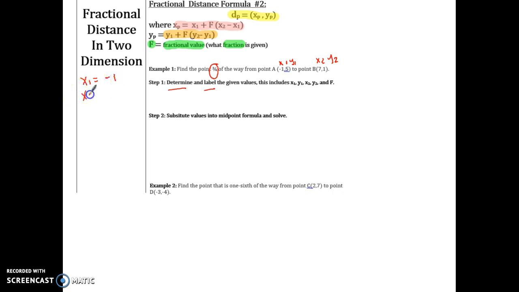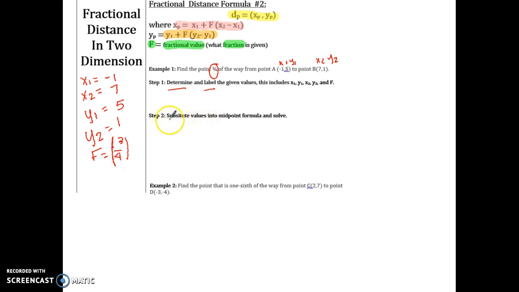Then we have x2, which equals 7. We have y1, which equals 5. And then we have y2, which is 1. Our f, which is our final component, is 3/4. So that's exactly what we are going to write there. So here we'll say 3 divided by 4, and this is a big parentheses right here.